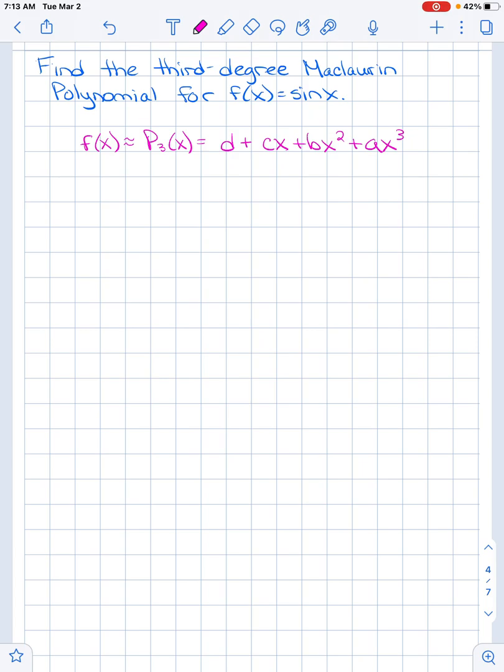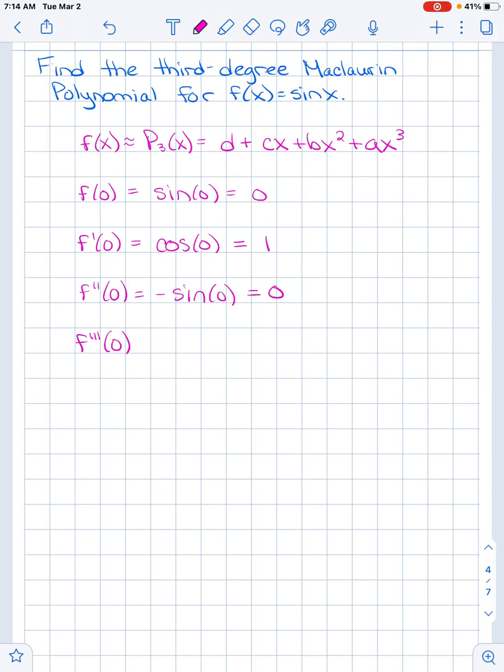So what we need to know then, in order to find a, b, c, and d, is some derivatives. We need to know, first of all, what f of 0 is equal to. We need to know what f prime of 0 is, f double prime, and the third derivative. All right, so f of 0 is the same thing as the sine of 0, and the sine of 0 is 0. F prime of 0, so the derivative of sine is cosine. Cosine of 0 is 1. Derivative of cosine, negative sine, that's still 0. And the derivative of negative sine is negative cosine.